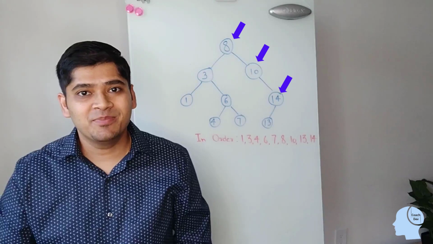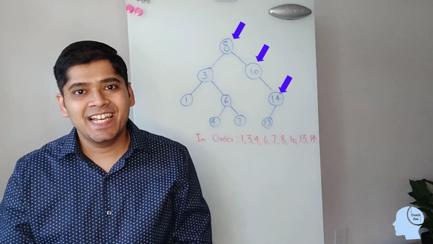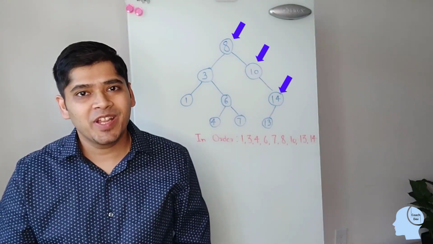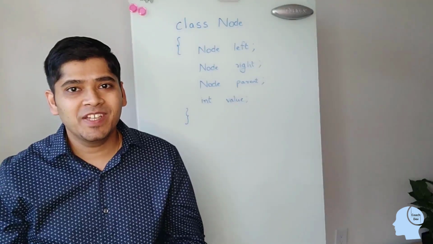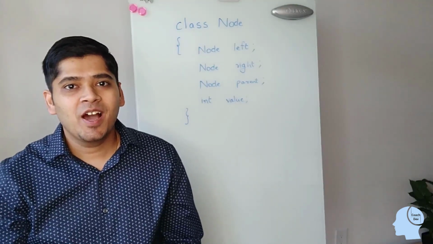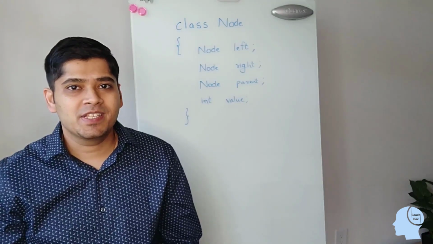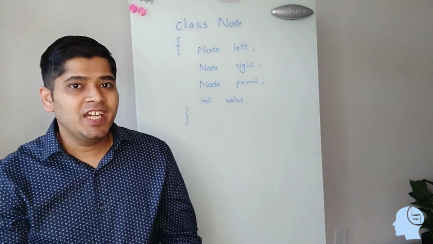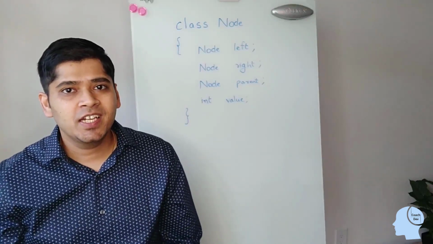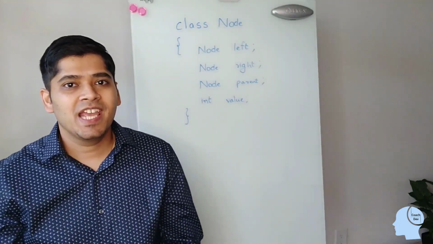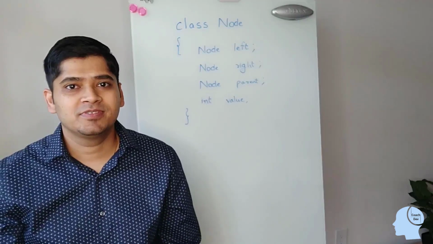Now we have an algorithm ready. Next, let's take a look at how we will code it. To begin with, let's take a look at how our node class will look. We will have 4 properties: the link to the left child, the link to the right child, the link to the parent, and the integer value.